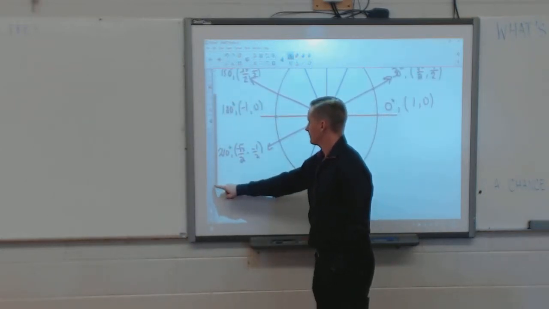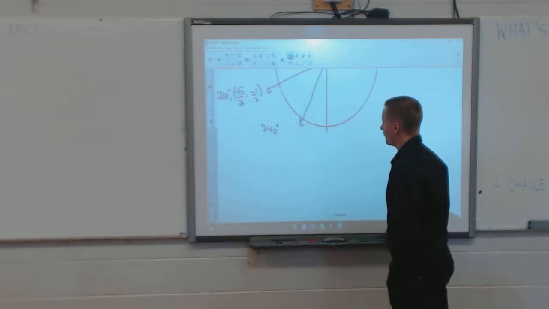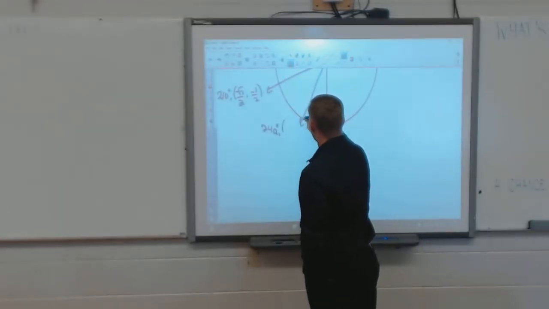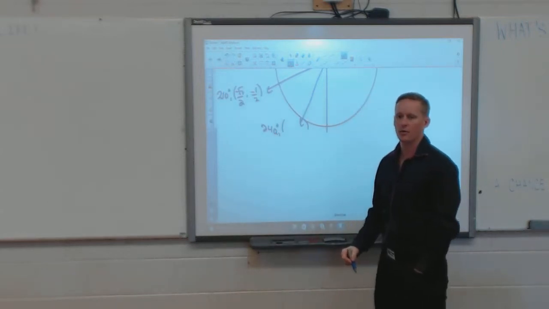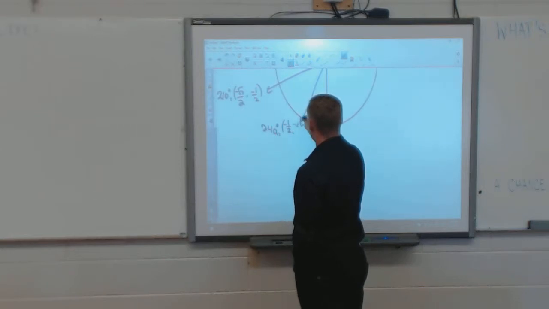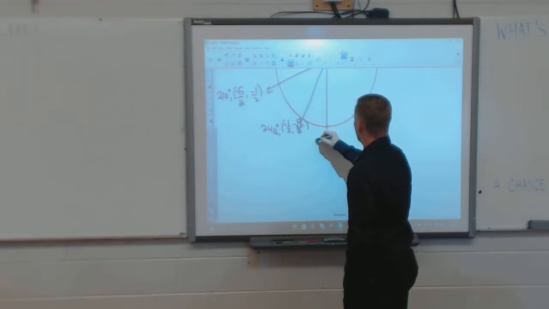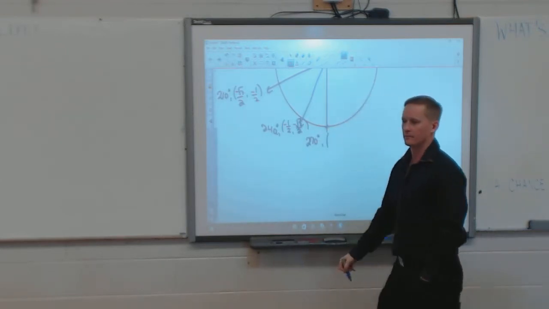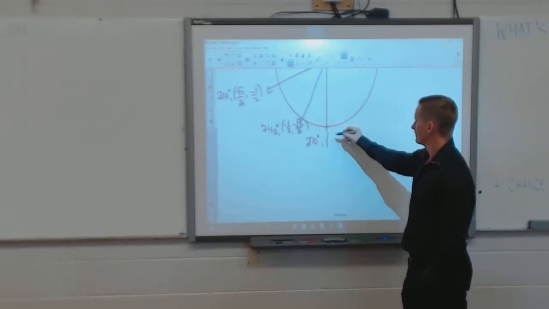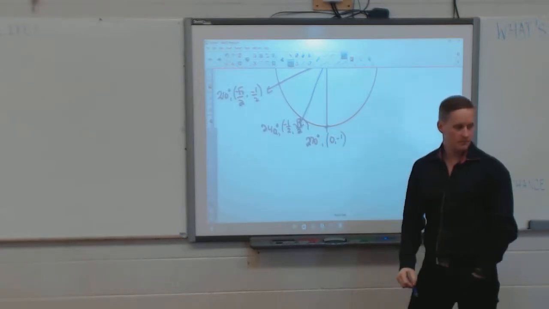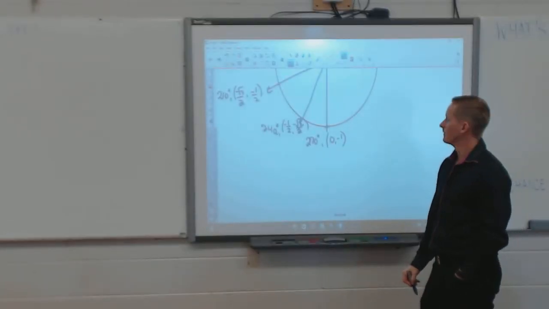So, 240 degrees. What's the reference angle here? 60. So what is the coordinates? Minus 1/2 and minus root 3 over 2. 270 degrees is 0, no? Okay.